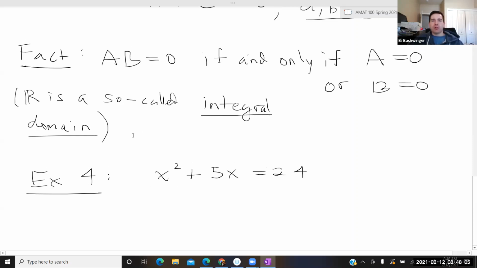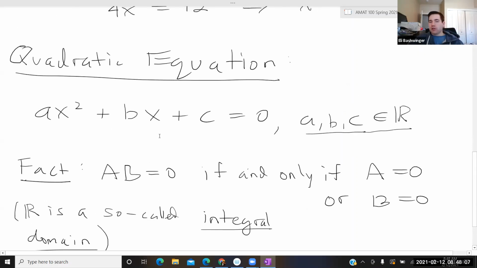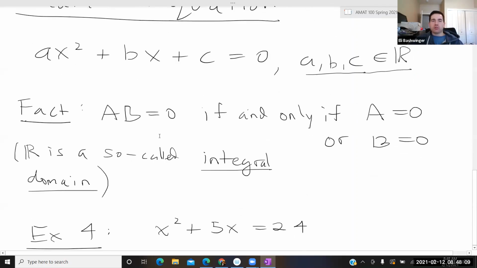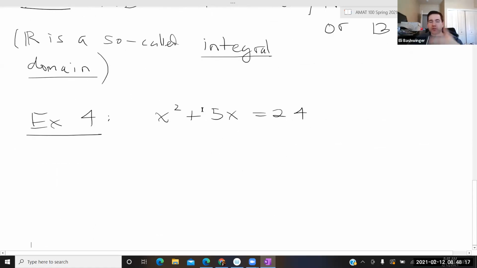And so we want to put it in this form right here, and that will actually help us see how to factor. It will reveal how to factor this quadratic. So if we do that, we get x squared plus 5x minus 24 equals 0.